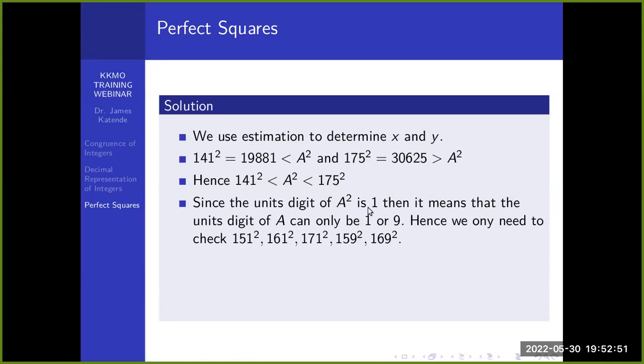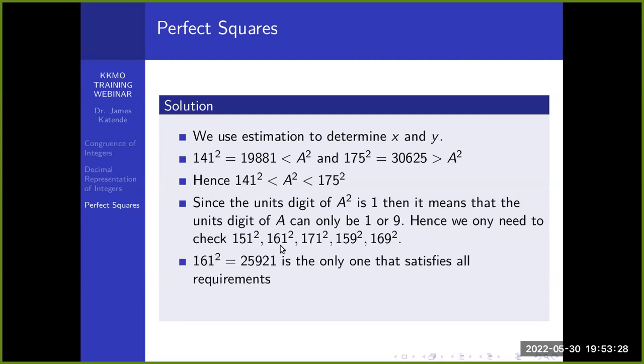Now we have some information about A squared. We know the units digit is 1. So it means that the units digit of A can either be 1 or 9, right? The numbers we are considering will be between 141 and 175. So we need to consider numbers between 141 and 175 with the units digits 1 or 9. And this gives you the full list of the numbers that you can consider. There's no other number that would work. So maybe some of these will work or only one will work. The only way to find out is to check.